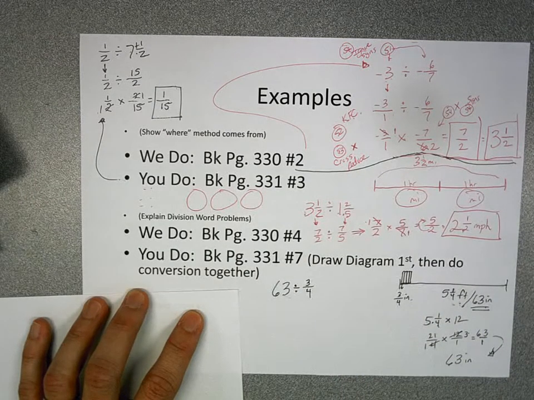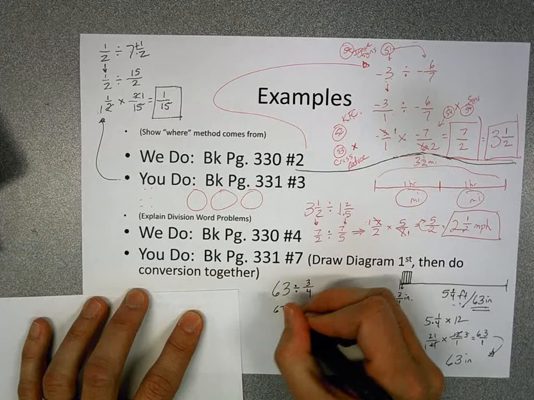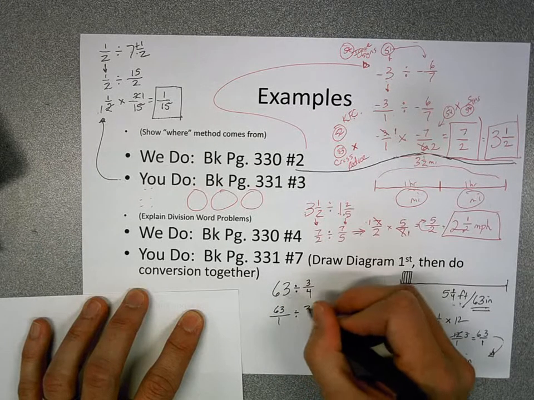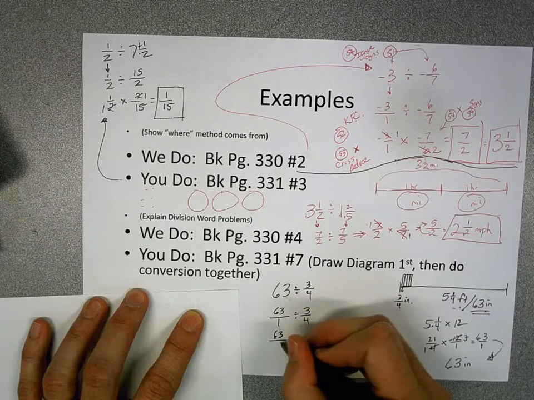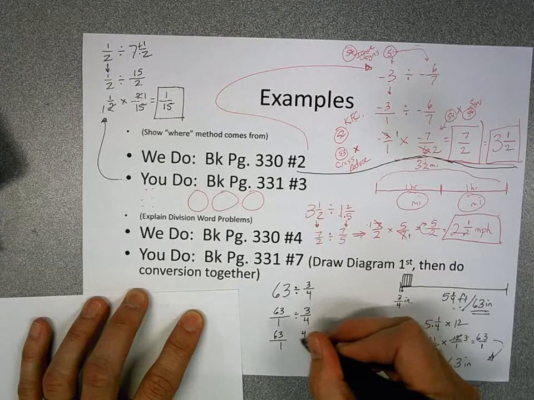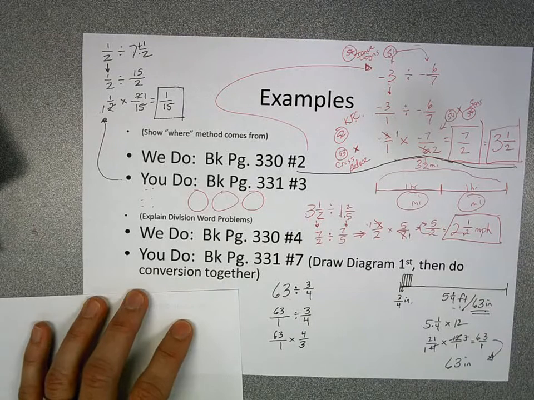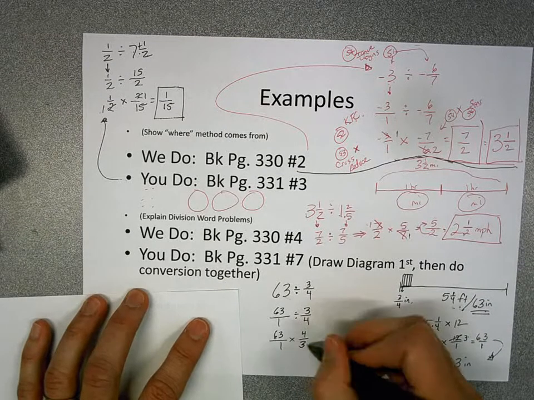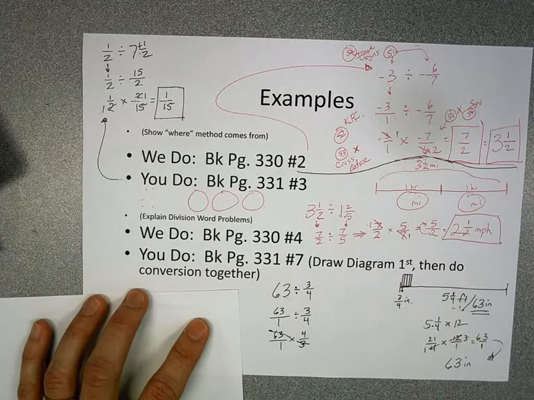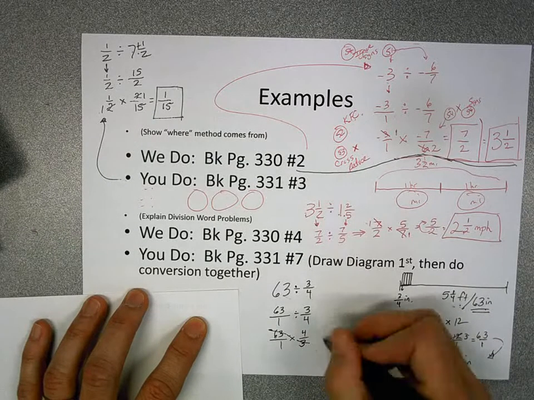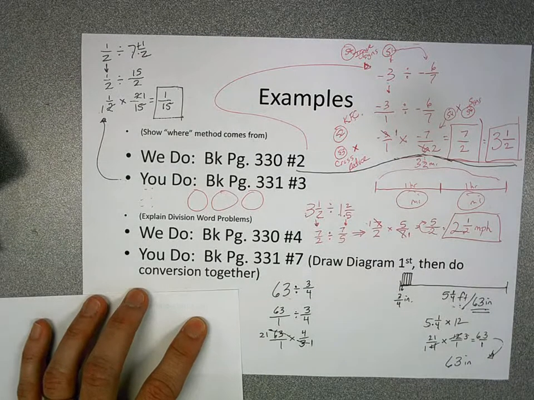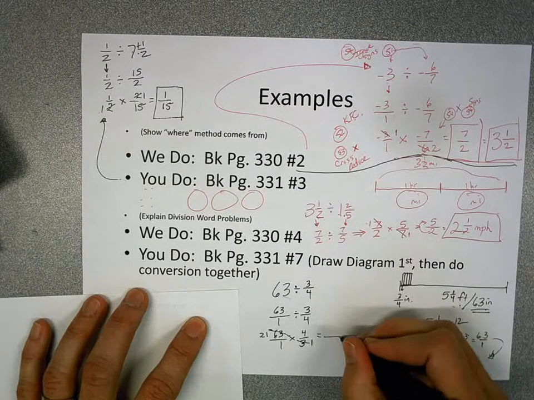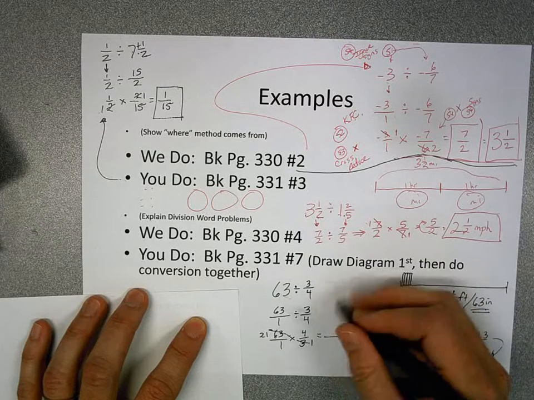So we convert this to 63 over 1. And then we use KFC. Flip this, right? 4 over 3. Change that to multiplication. Now, cross-reducing here can be a little more challenging for some people, but you can divide them both by 3. This becomes a 1. This becomes a 21. And now when we multiply straight across, 21 times 4 gives you 84. 1 times 1 is 1.